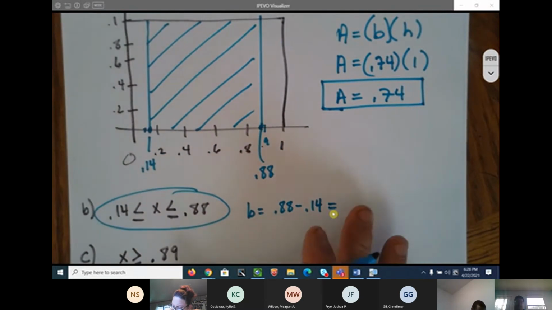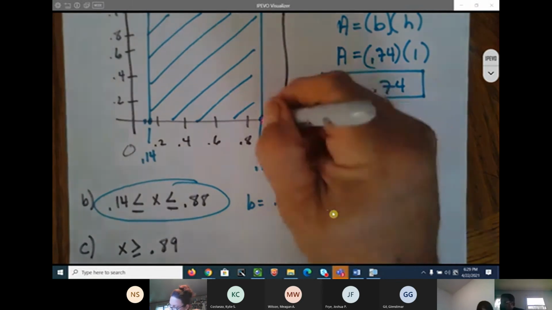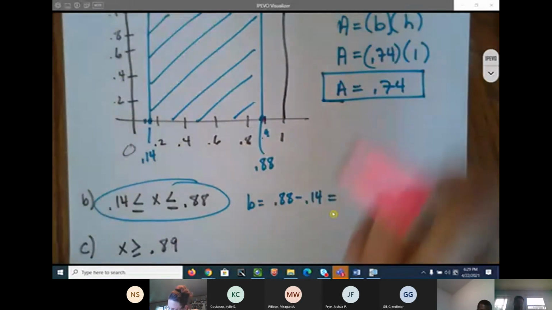Okay, so now I want you to figure the area from 0.89, which is right beside 0.88, but you can't use 0.88 because it's not the same number. So I'm going to take my handy dandy pink highlighter, and I'm going to do 0.89, which is right beside 0.88.